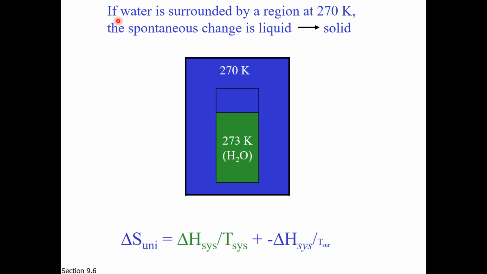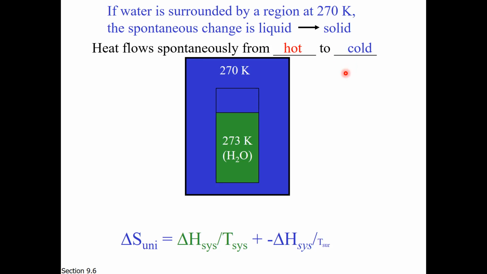Let's look at a scenario where water is surrounded by a region at 270 Kelvin. This is below freezing. So our water at 0 degrees Celsius is surrounded by an atmosphere that is below 0 degrees Celsius. So we know from being alive, a spontaneous change will happen. Our liquid water will become solid. Heat is going to flow spontaneously from hot to cold. I trust you realize this is true again from personal experience.